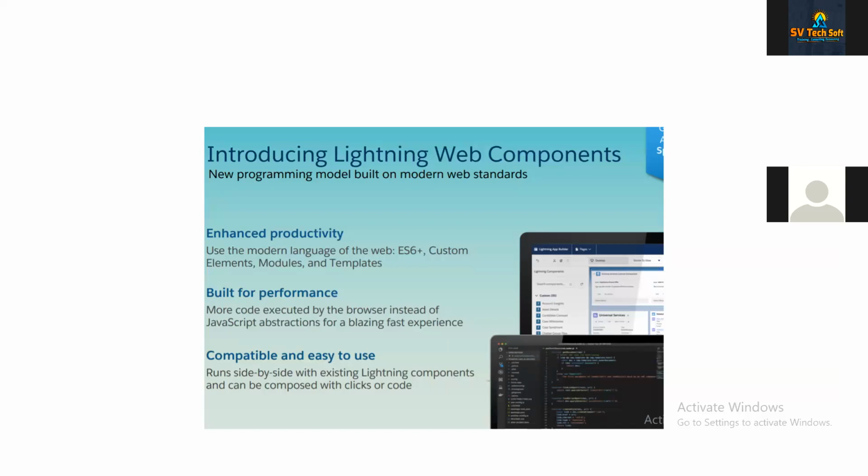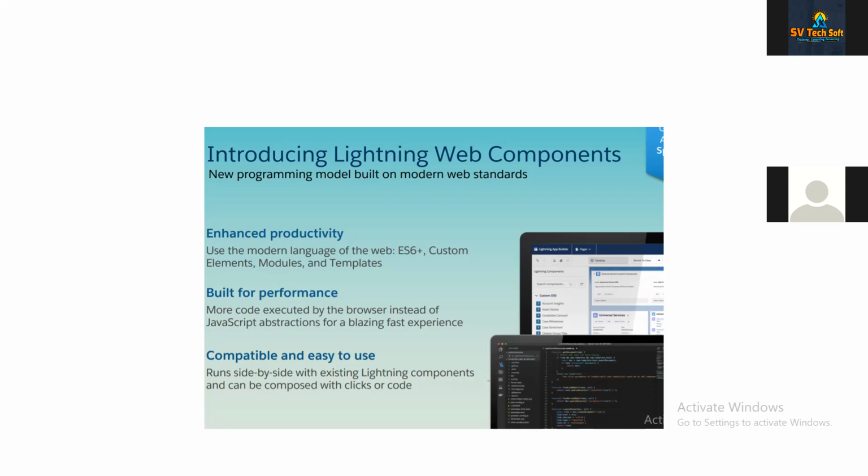This slide talks about the Lightning Web Components basics, where it says that it is helpful in enhancing productivity, because we are using ES6 plus, custom elements, modules, and templates. ES6, as I told, is the latest version of JavaScript, ECMAScript 6. So all those features which have been introduced in JavaScript can be used in Lightning Web Components. So that is really good about this.